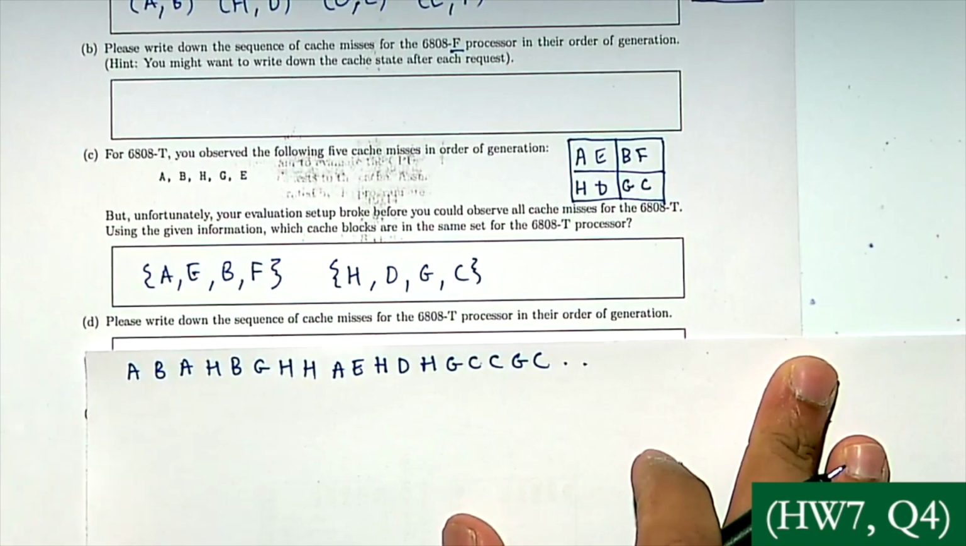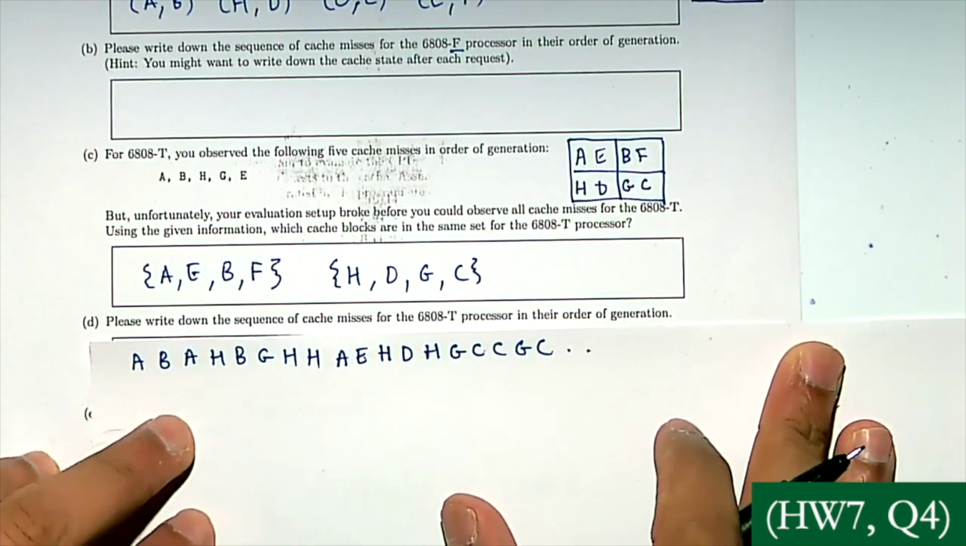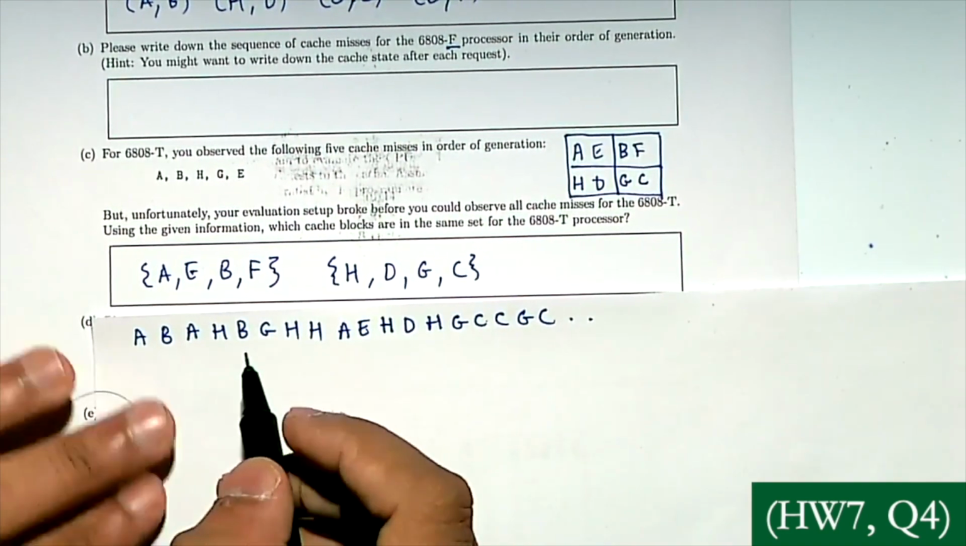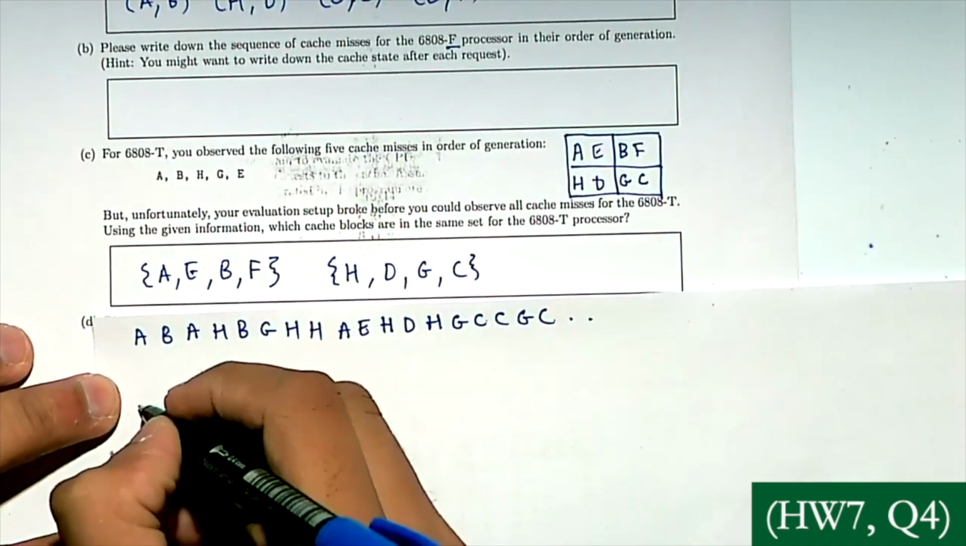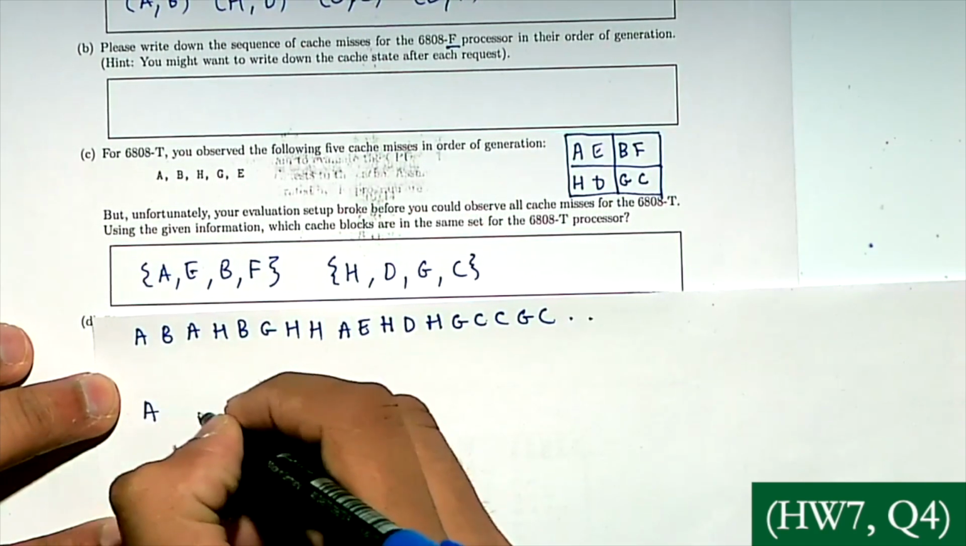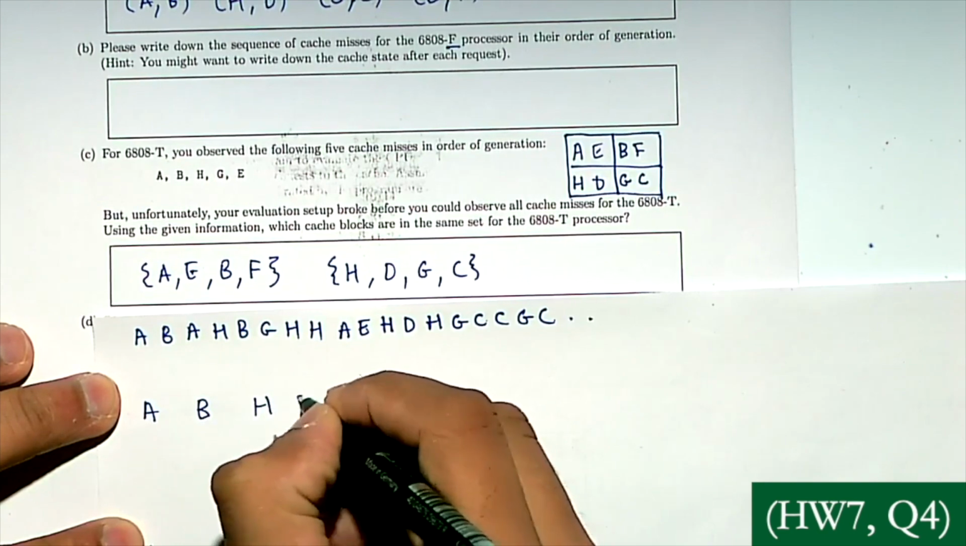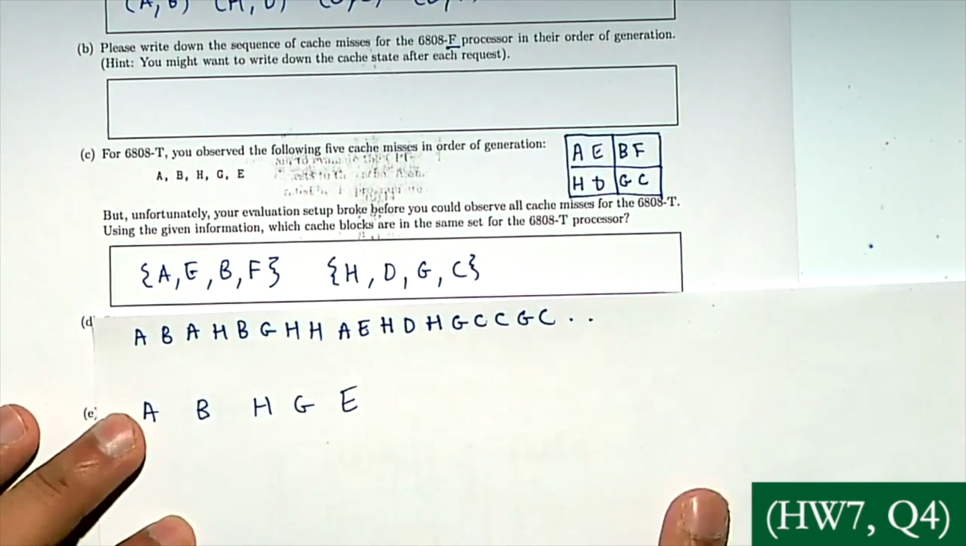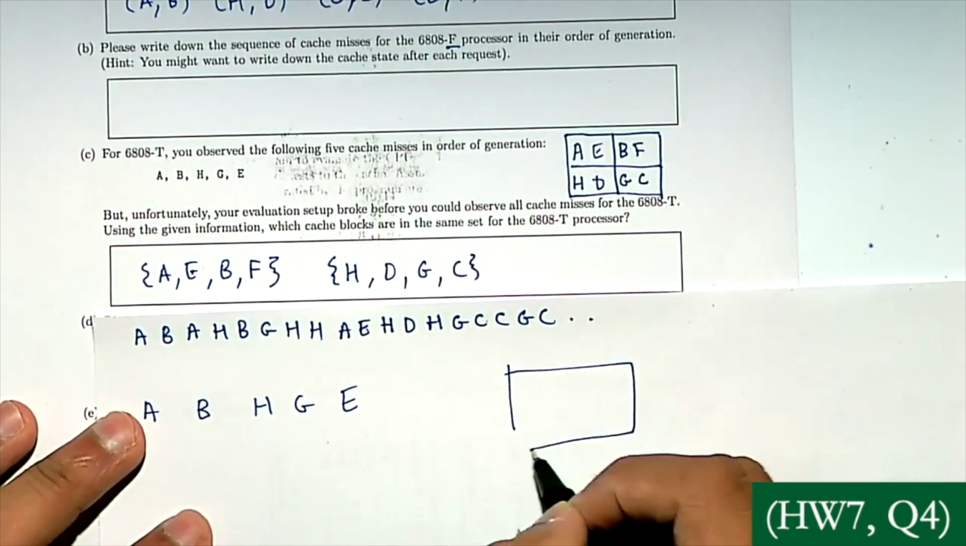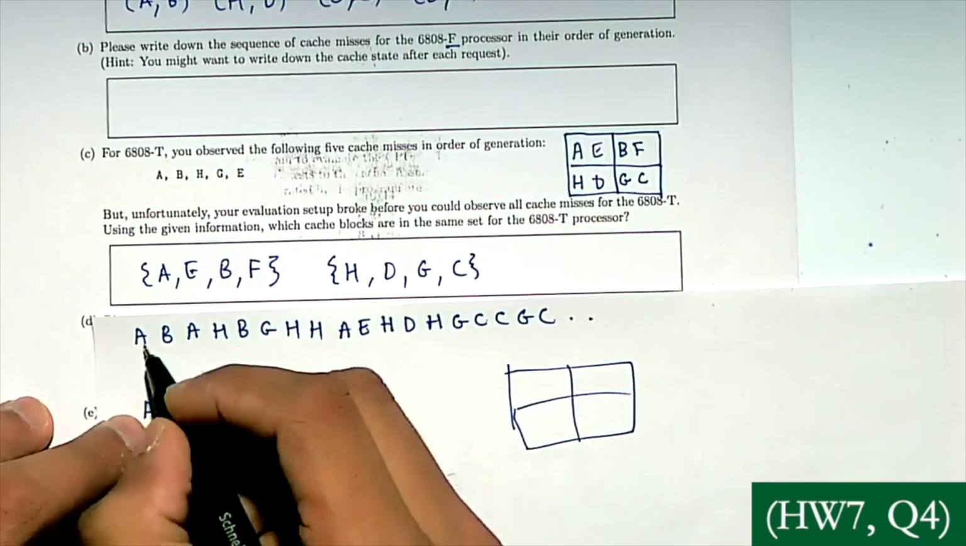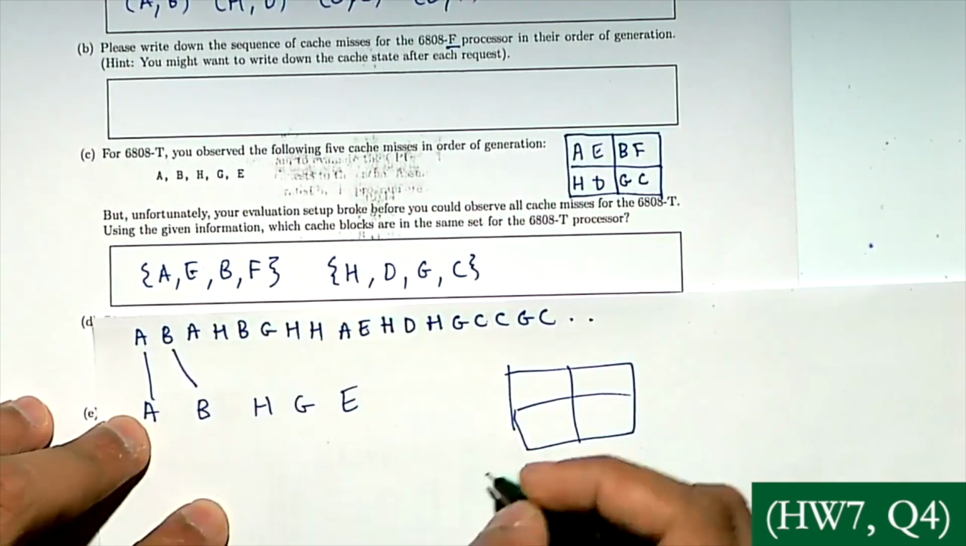Okay. Yeah, so let's go through this again. This one's a little interesting. So I'm going to do the same thing we did before, where I'm going to write this down here, and we're going to trace the misses. So we have A, B, H, G, E, which are our sequence of misses. Okay, so we start off with an empty cache. So we bring in A, which is a miss. We bring in B, which is a miss.